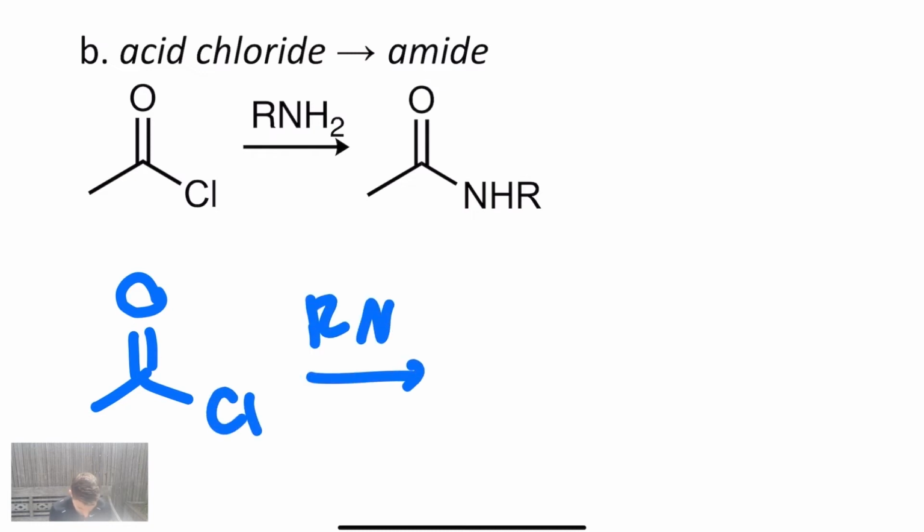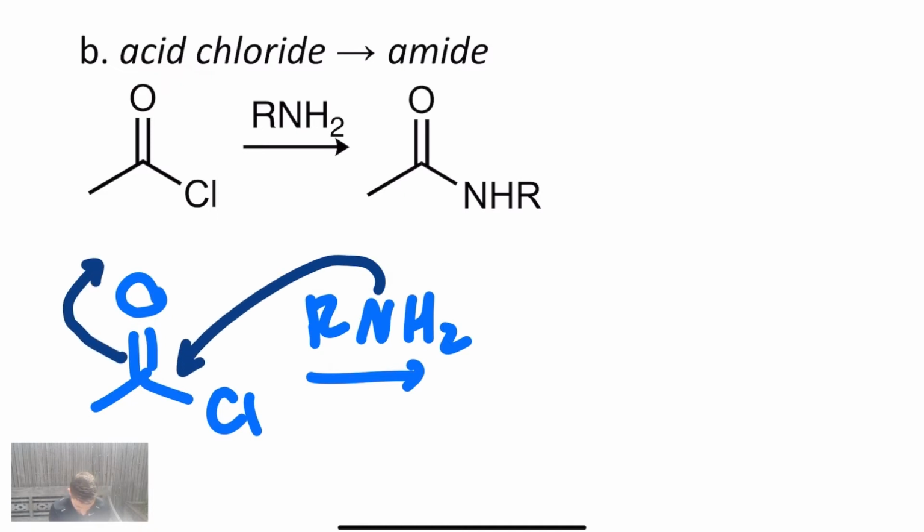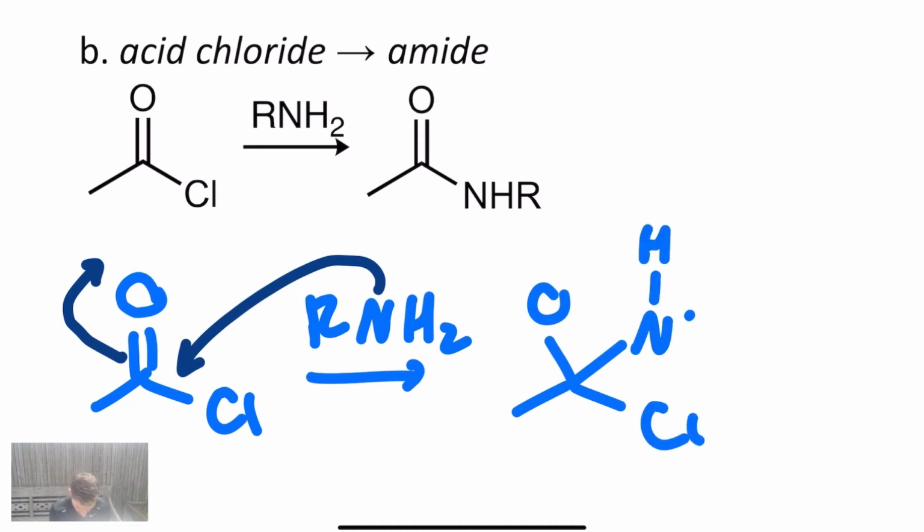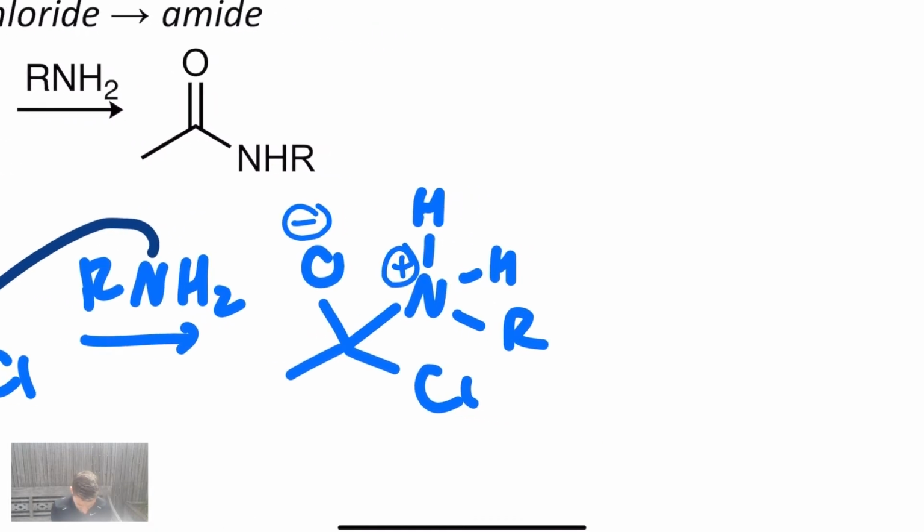And when the amine sees this, it nucleophilically hits the carbonyl carbon. The electrons go up to the oxygen. You get a very similar intermediate to what we saw in the previous example. New carbon-nitrogen bond, two H's and an R group still attached. Now I have a negative on the oxygen and a positive on the nitrogen. And what goes up must come down.